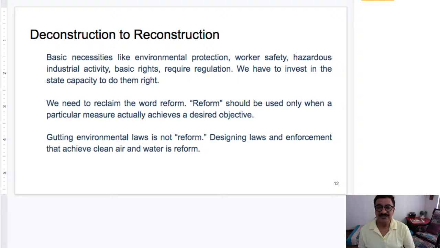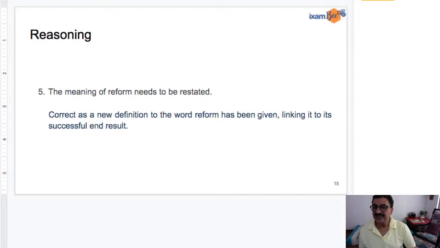Designing laws and enforcement that achieve clean air and water is reform. Just destroying environmental laws is not reform. Okay, this law doesn't work, remove it. No, that is not reform. You design a law and enforce a law and get the desired result. That is your actual reform. So we can rightly say that the meaning of reform needs to be restated.